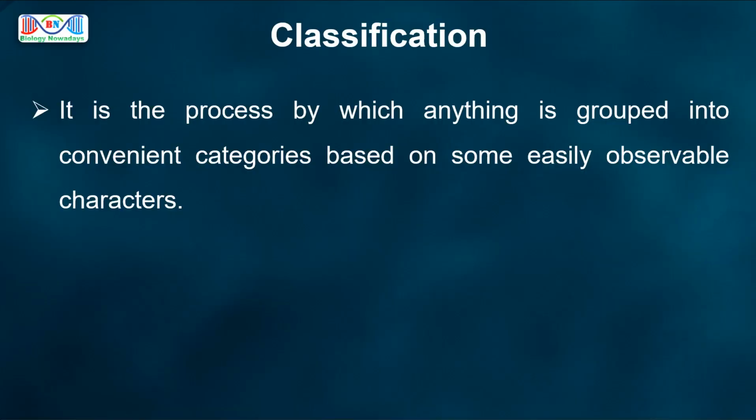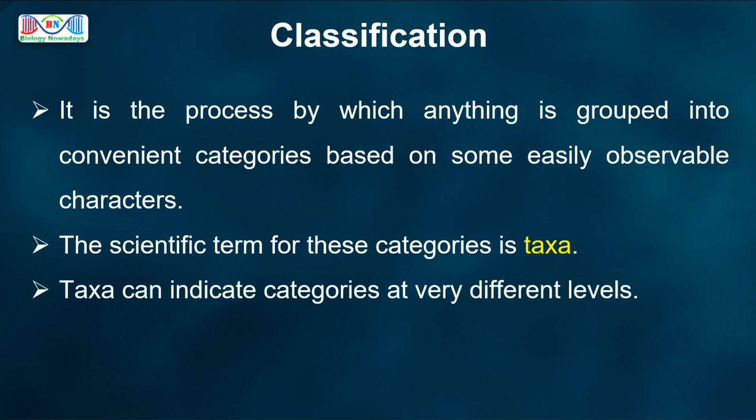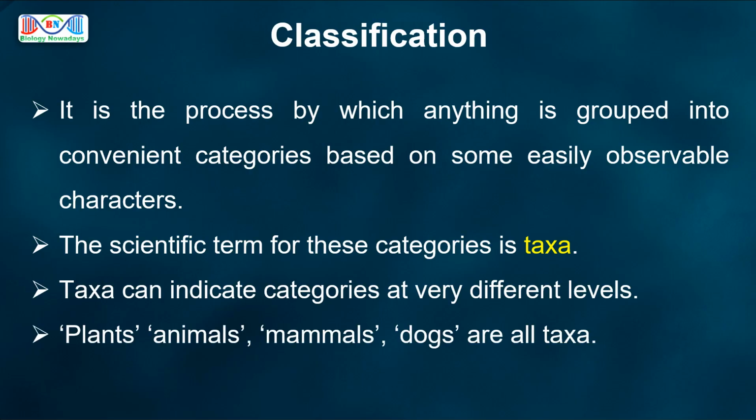Classification is the process by which anything is grouped into convenient categories based on some easily observable characters. The scientific term for these categories is taxa. Here you must note that taxa can indicate categories at very different levels. Plants, animals, mammals, dogs are all taxa. But you know that a dog is a mammal and mammals are animals. Therefore, animals, mammals, and dogs represent taxa at different levels. Hence, based on characteristics, all living organisms can be classified into different taxa.